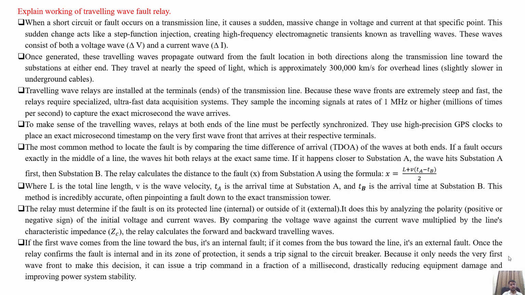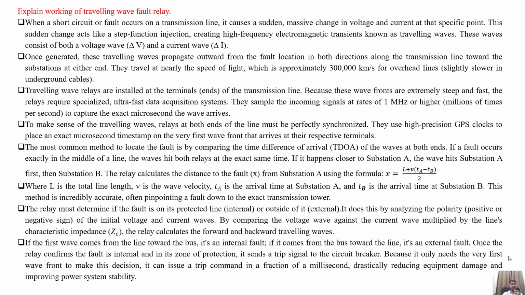The most common method to locate the fault is by comparing the time difference of arrival, that is TDOA, of the waves at both ends. If a fault occurs exactly in the middle of a line, the waves hit both relays at the exact same time. If it happens closer to substation A, the wave hits substation A first, then substation B.